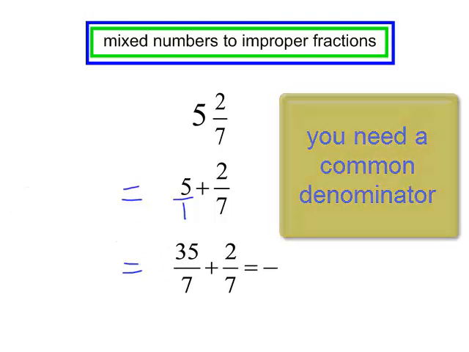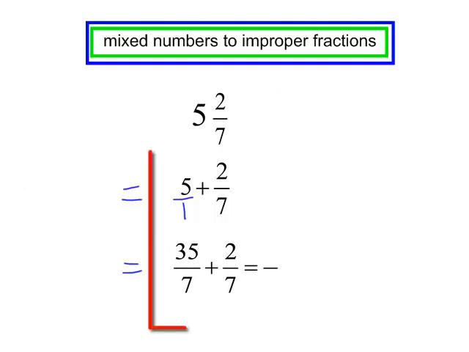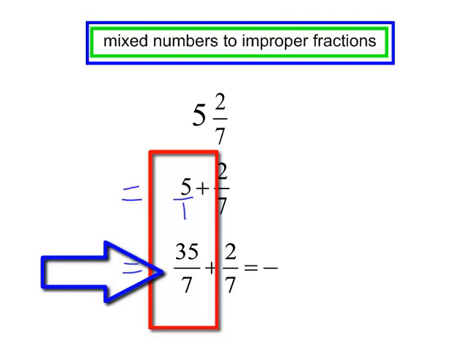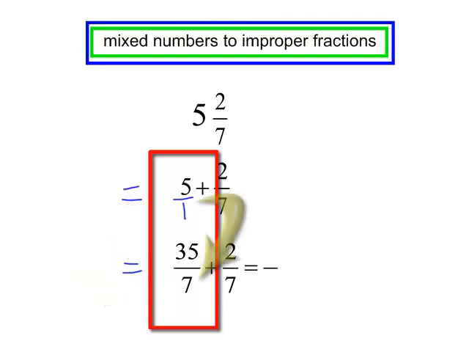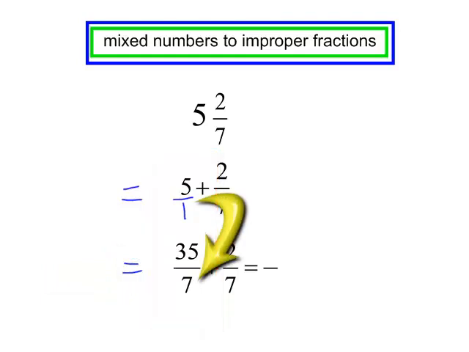I have made equivalent fractions. 5 over 1 is equivalent to 35 over 7. You may quickly notice that 35 divided by 7 is 5. Or you change the denominator from 1 to 7 by multiplying it by 7. So do the same for the numerator. 5 times 7 is 35.